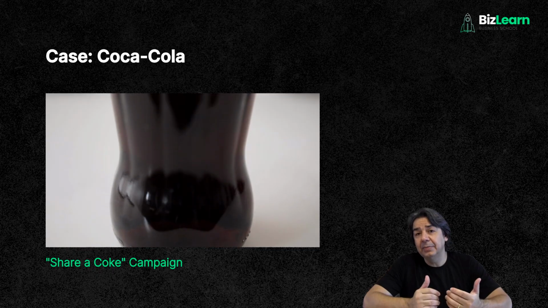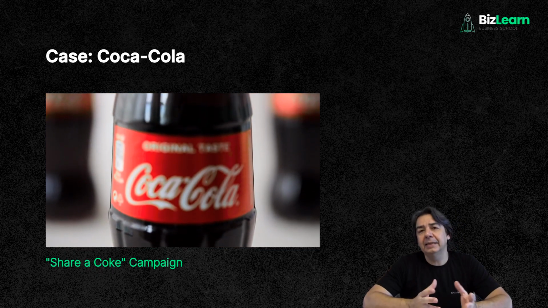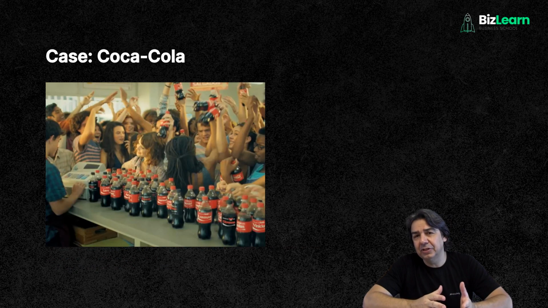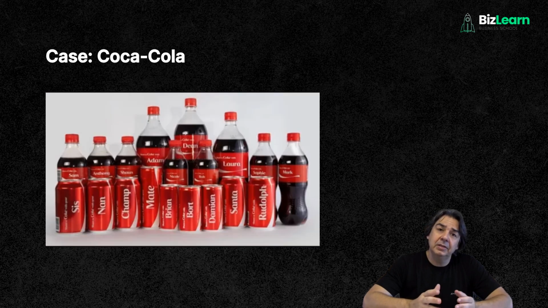A classic example of digital presence is Coca-Cola's Share a Coke campaign. In this campaign, the brand replaced its traditional logo with its own names and nicknames on the packaging, personalizing the consumer experience. The strategy was strongly integrated with social media, encouraging consumers to share photos with their personalized packaging. This campaign generated great global engagement and strengthened Coca-Cola's digital identity.